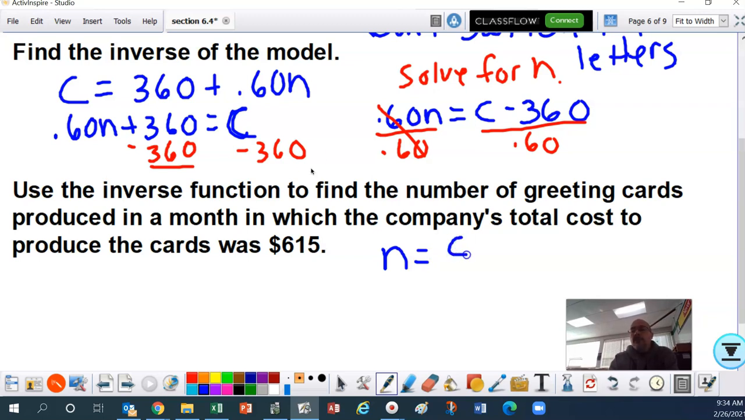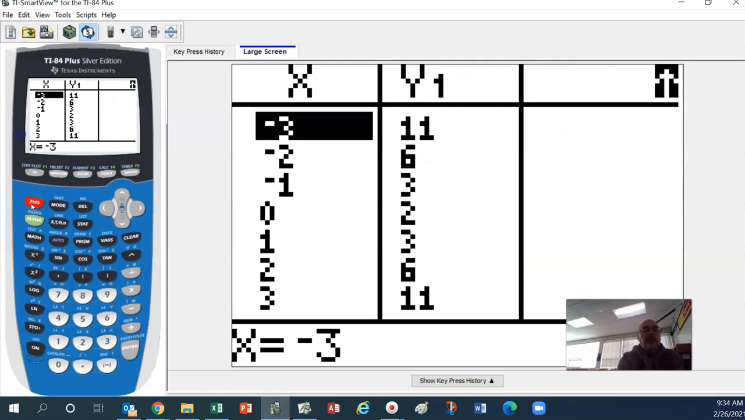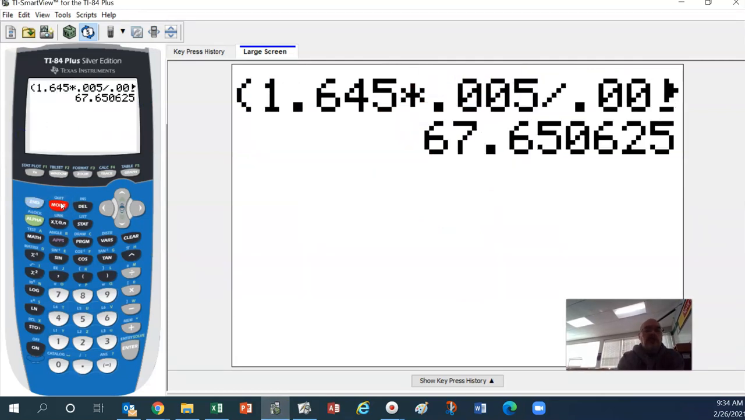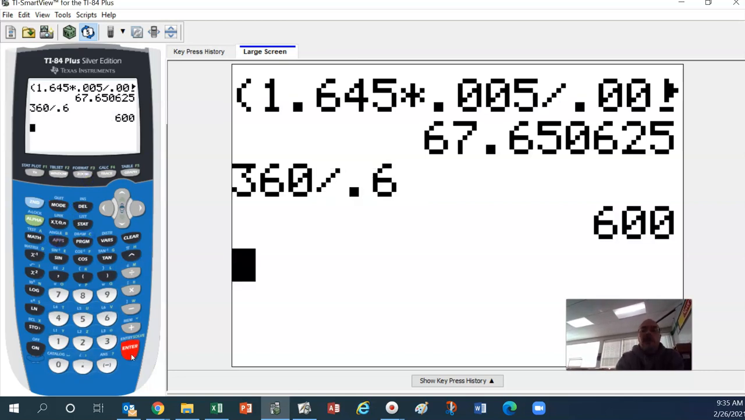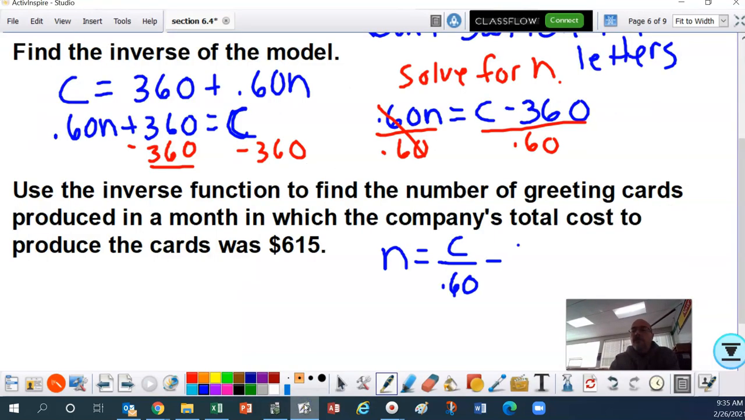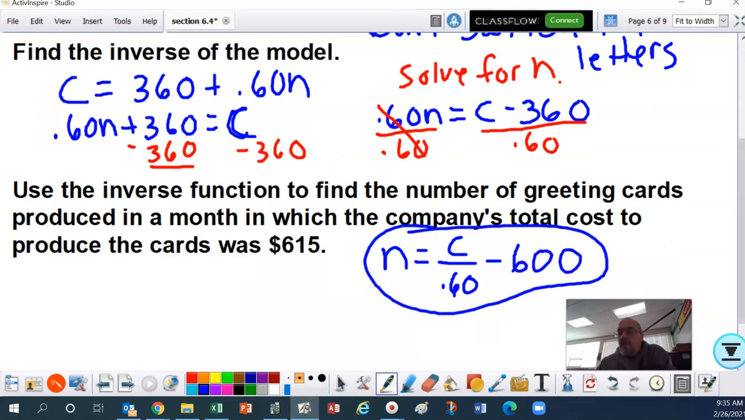okay, I'm going to split this up. C divided by 0.60 minus, let's see, 360 divided by 0.60. I'm going to actually do that, folks. I'm going to take 360 and divide it by the decimal, and I get 600. That's a lot nicer. Okay, so this is what I'm going to consider my inverse, ladies and gentlemen. I just solved for the other variable in a word problem.